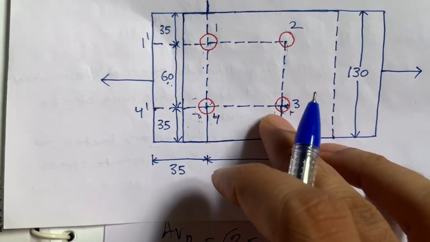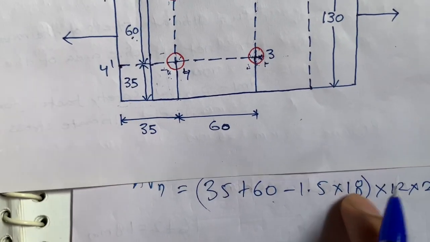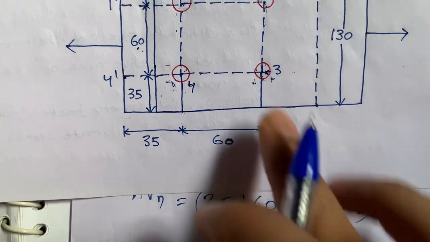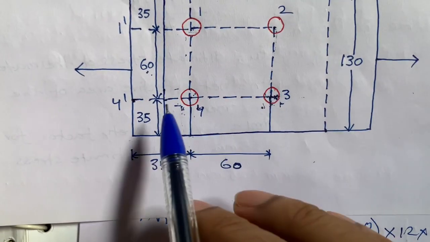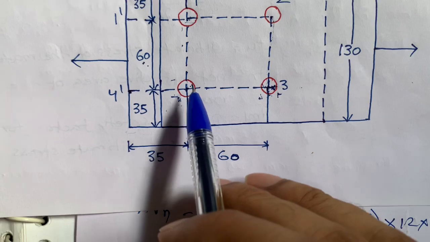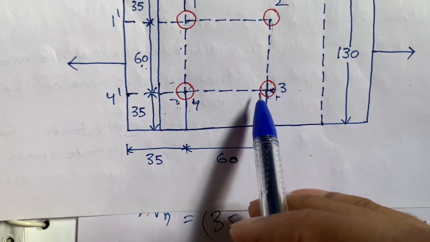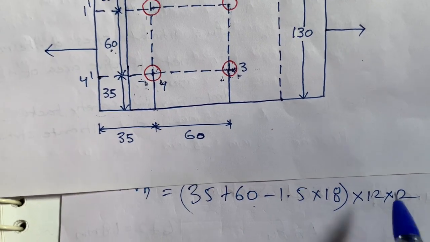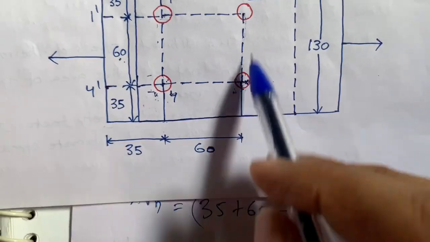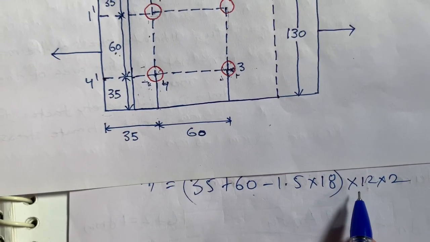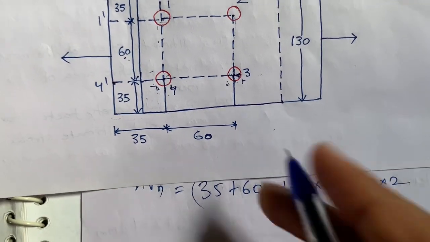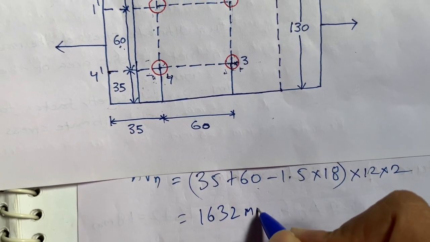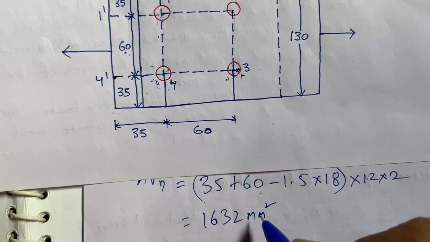And the bolt hole diameter is 18 mm. So 1.5 into 18, I am subtracting this because we are calculating the plate. That's why I am deducting this hole diameter. 12 mm is the thickness of the plate and 2 is because we are doing both sides. That's why I wrote it like this. I hope you got the equation. So after that, I calculated 1632 mm square.